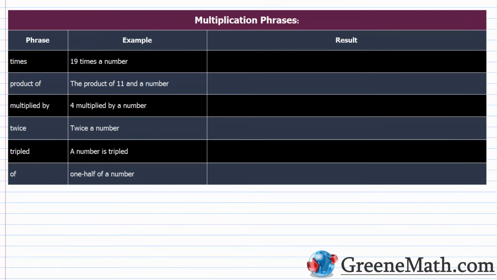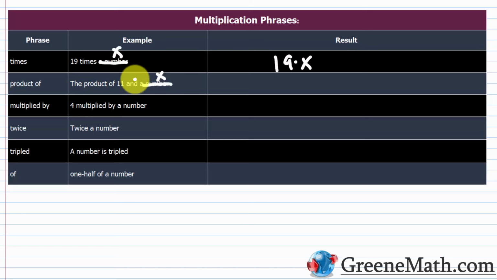All right, let's take a look at some multiplication phrases. So we have times. We all know that times means multiplication. So 19 times a number. Again, I can mark out a number and put x. 19 times x is just 19x. Or you can put 19 times x like this, whatever you want to do. Then the product of, we know the product is a result of multiplying 2 or more numbers together. So the product of 11 and a number. So again, we can mark out a number and put x.